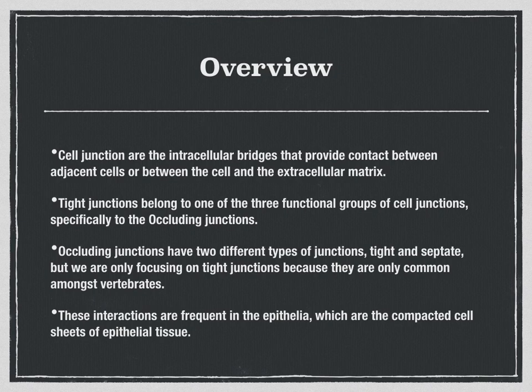And tight junctions belong to one of the three functional groups of cell junctions, specifically the occluding junctions. Occluding junctions have two different types of junctions, the tight and subtight, but we're focusing on tight junctions because they only belong to vertebrates. So tight junctions are commonly found in the epithelia, which are the compacted cell sheets of epithelial tissue.